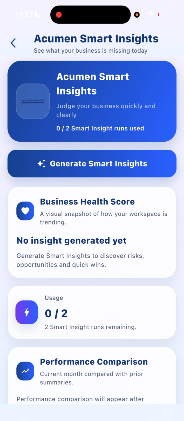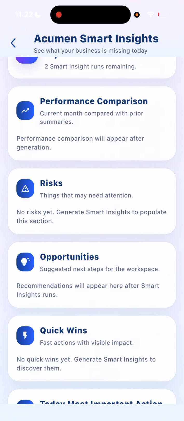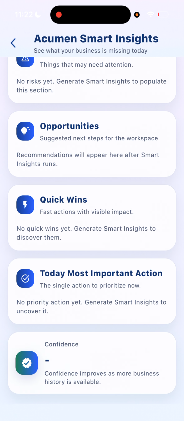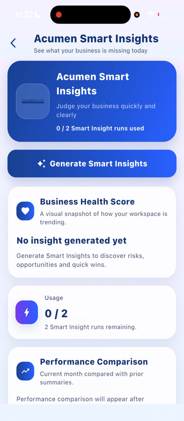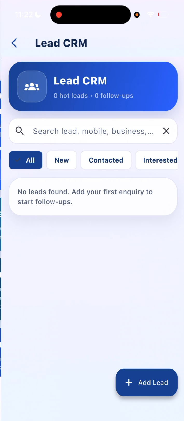So the health score will definitely be wrong because AI needs data to feed on, and based on the data it will identify your risk, your performance comparison, opportunities, quick wins, and most important, the next action you have to follow. So you have to run this Acumen Smart Insights at least after a week or 15 days. Once you've fully started working with this application, then you will get the advantage of Acumen Smart Insights. So let me create one simple lead.